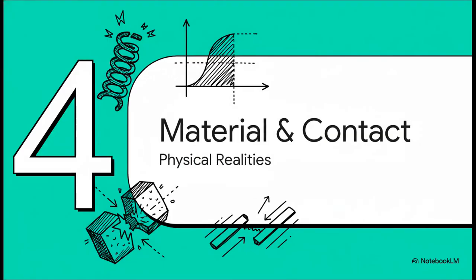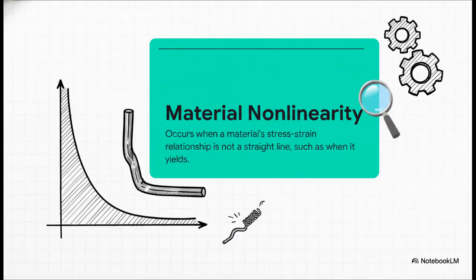Okay, next up, we're diving into two sources of nonlinearity that are all about raw physical reality. What happens when our materials stop behaving perfectly? And what happens when different parts actually touch, slide, and maybe even separate? Material nonlinearity is basically what happens when you push a material past its elastic limit. You know, that point of no return on the stress-strain curve. We are way off the straight-line path of Hooke's law now.